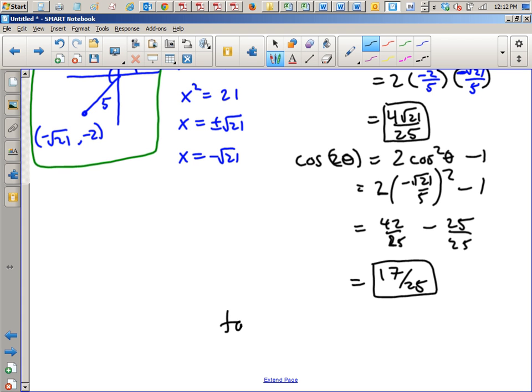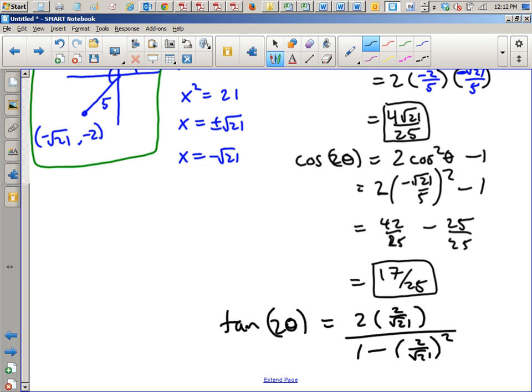And to get tangent 2 theta, you would just do basically 2 times tan theta over 1 minus tan squared theta. And you know you have to clean up that radical. In the end, you're going to get this 4 root 21 over 17. I know that because that's what you get when you divide sine over cosine from up above. But you should take the time to figure that out.